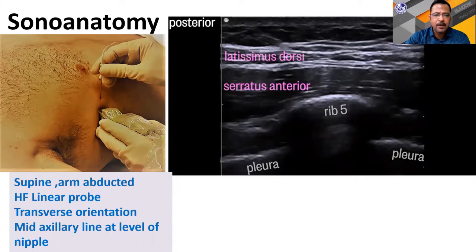The patient is lying supine with the arm abducted. A high frequency linear probe is used in a transverse orientation at the mid axillary line at the level of the nipple. And this is the sonoanatomy which I will get. This is the latissimus dorsi muscle. This is the serratus anterior muscle, and this is the rib. This is the intercostal muscle and pleura. And you can see the pulsating thoracodorsal artery here in the sonoanatomy.